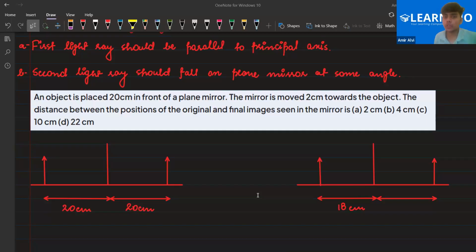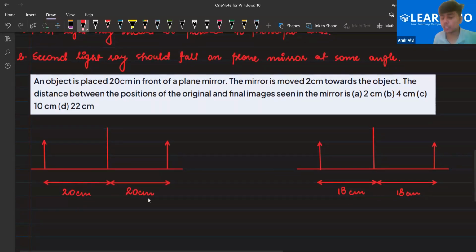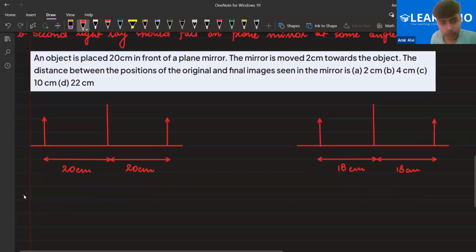4 centimeter. Okay, 4 centimeter by Safia. What about Umair and Rayan? 4 centimeter. Yeah, that's 4 centimeter. Because as you can see, the 2 centimeter is reduced from both the sides. So the difference would be 4 centimeter. Is that clear? Yes, sir.